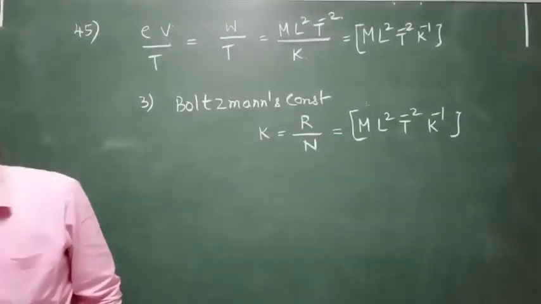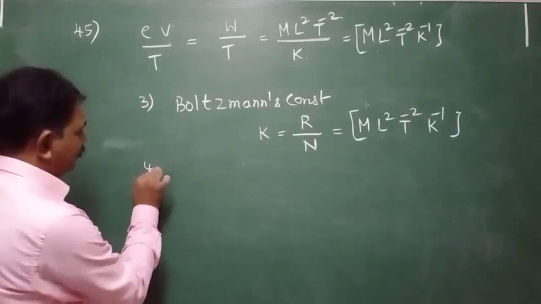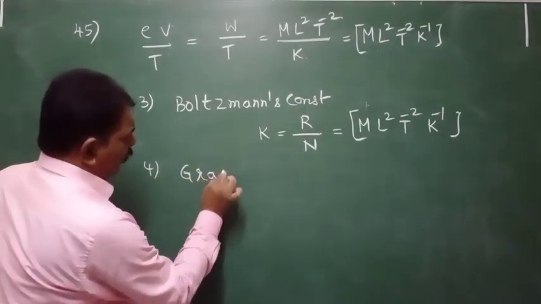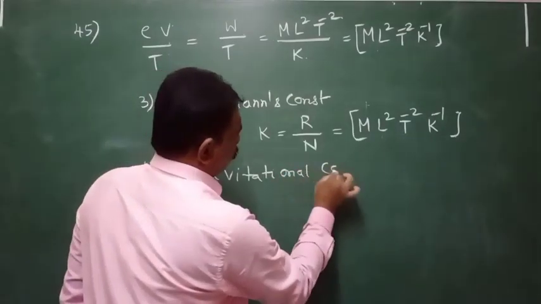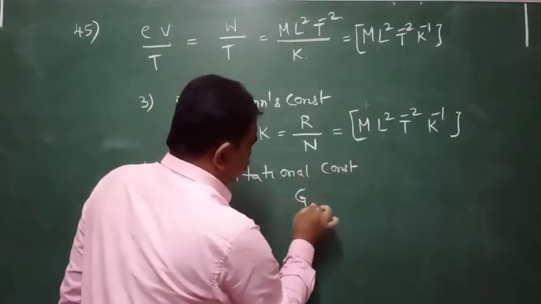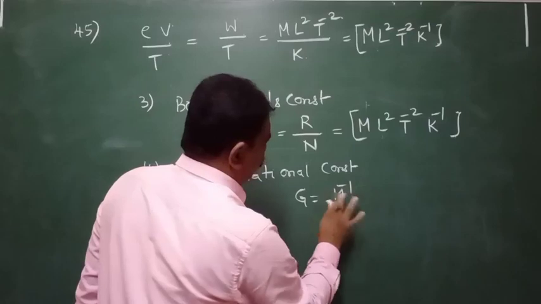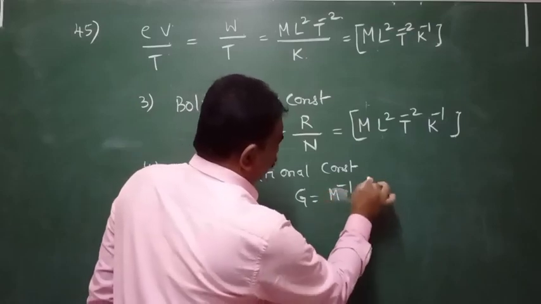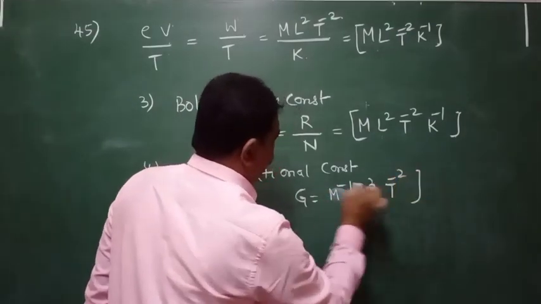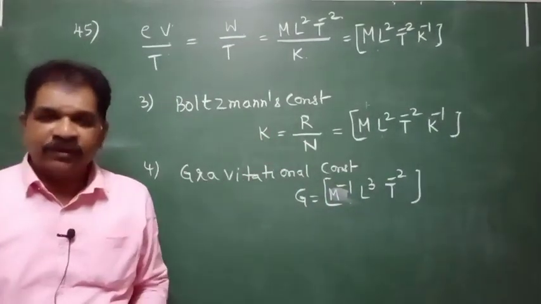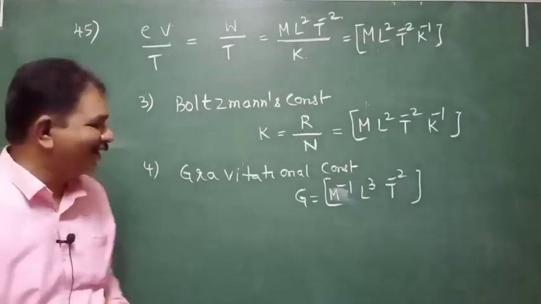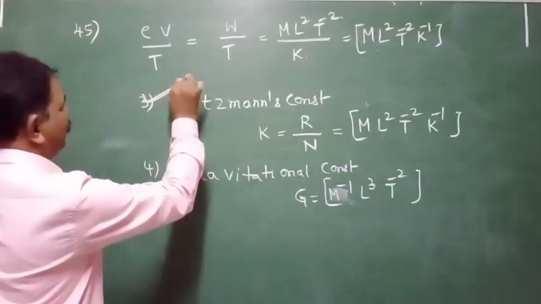If you observe the gravitational constant, capital G is equal to m power minus 1 L cube t power minus 2. This and this won't have the same dimension. So finally what will be the answer? This will be the answer, 45.